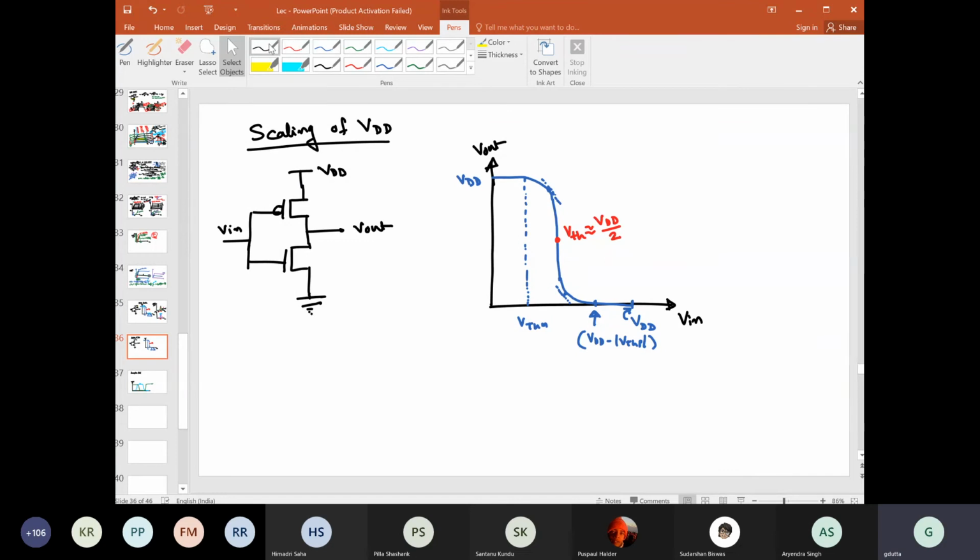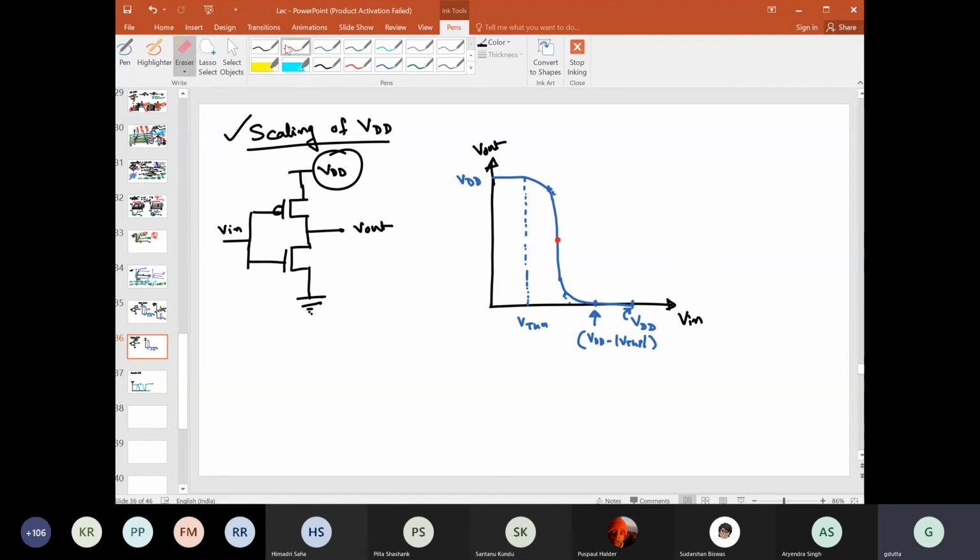So again, for our understanding and our discussion on the scaling of this VDD, we have drawn the same CMOS inverter here, and this is the same VTC that we saw on the last page. But for our understanding, we will now remove a couple of these points. Otherwise, it will be difficult to draw.